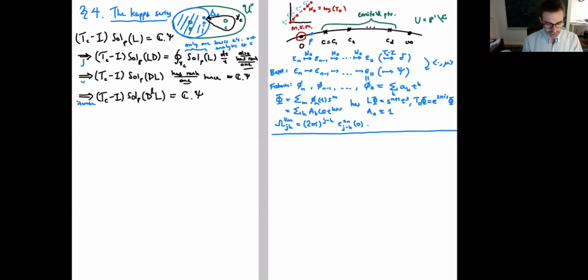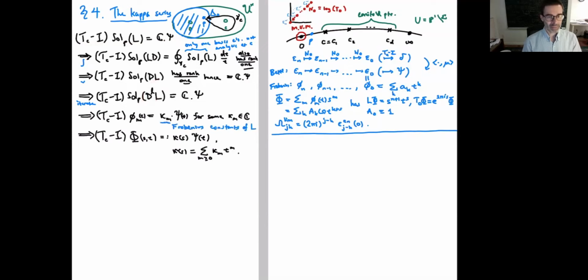So now I can dualize. I can take Frobenius dual, and that swaps the D and the L and gives me that this thing still has rank 1. And since psi is a solution to L, hence to DL, psi has to span the solutions here, the image of the solutions under Tc minus I. And now I can just iterate this whole argument. I started with this, I got to this also being spanned by C psi, and I can just keep iterating by applying powers of D.